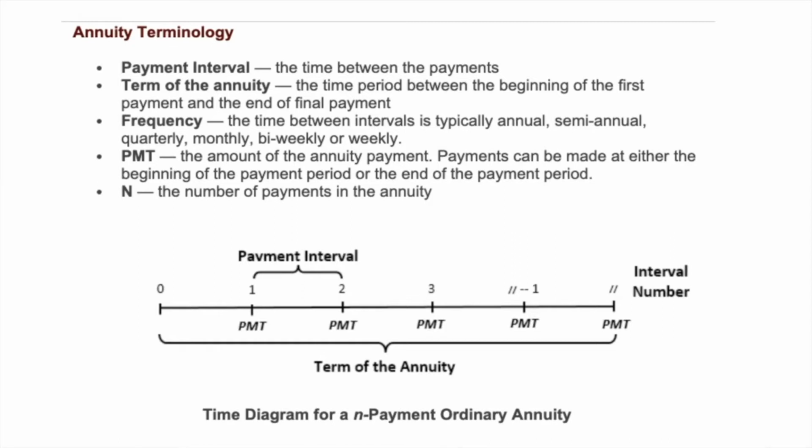So you can see in that little graphic here how this works. You got a timeline, and you got your various payments, the PMTs there. The total term of the annuity is the whole stretch. The payment interval is the distance between the first and the second, or second and third, whatever. And that interval is more or less set. And each interval will have an interval number.